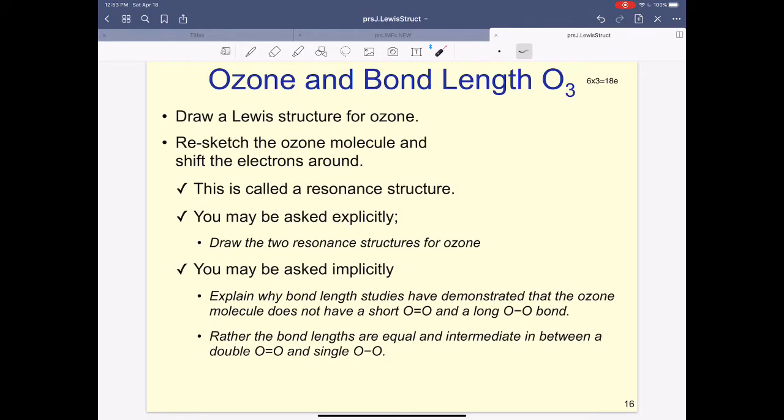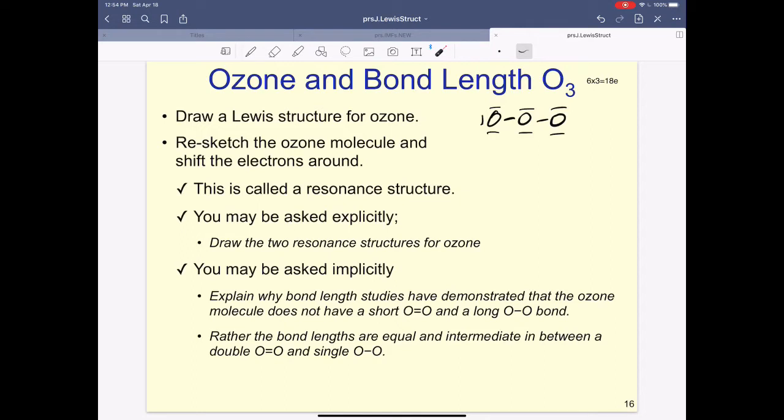Ozone and bond length. Ozone is O3, and we'd like to draw a Lewis structure. 6 valence electrons, 3 atoms, total of 18. And we end up with O attached to O attached to another O. And if we start to place our bonds around 1, 2, 3, 4, 5, 6, 7, 8, and I end up with a 9th. And you can see that the oxygen on the end does not have an octet. You have ended up with oxygen in the middle without an octet.